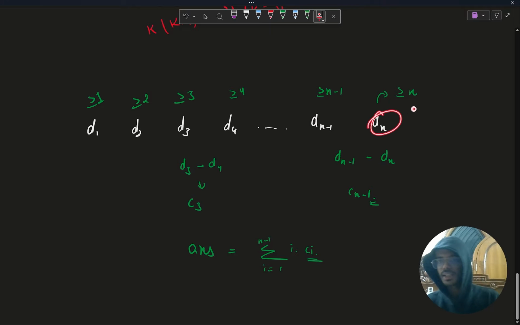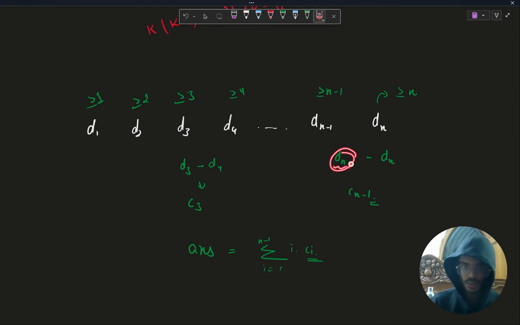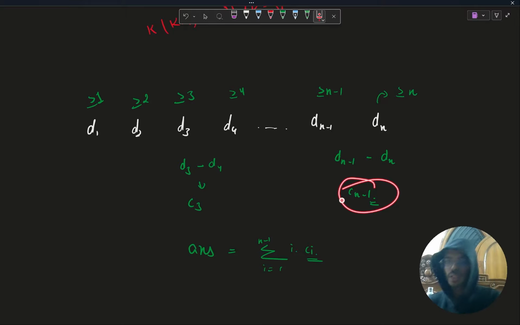So d of n would contain the number of arrays which have a distance of at least n, and d of n minus 1 would contain the number of arrays which have a distance of at least n minus 1. Now, what if we do d of n minus 1 minus d of n? It would be the number of arrays which have a distance of at least n minus 1, minus the number of arrays which have a distance of at least n. So what would we get? The number of arrays with a distance equal to n minus 1, right?